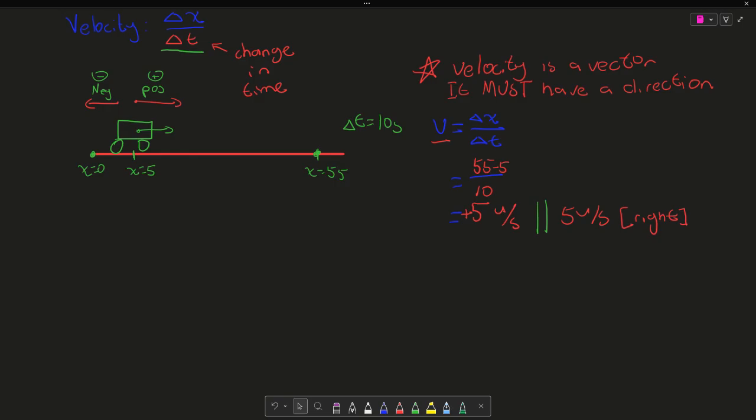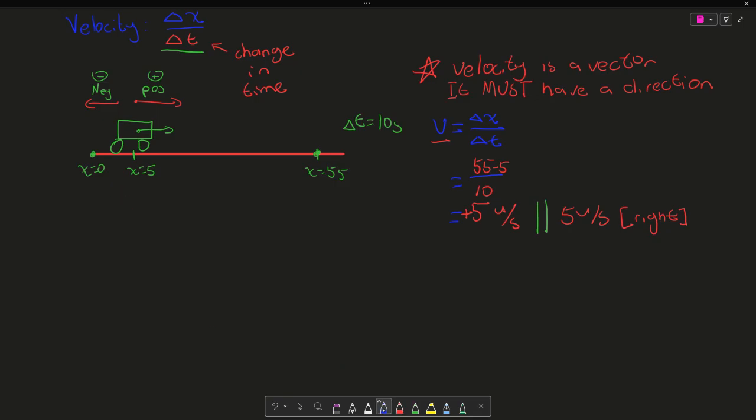Now, what if the car was speeding up? When you are in a car at a traffic light, your car doesn't just go from 0 velocity to 50 miles per hour. It actually has to take some time to speed up, and that would be called acceleration.